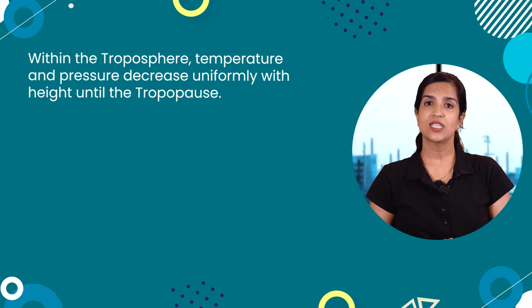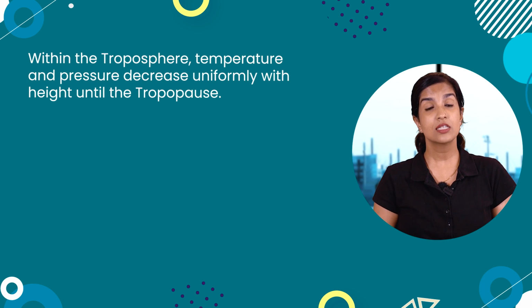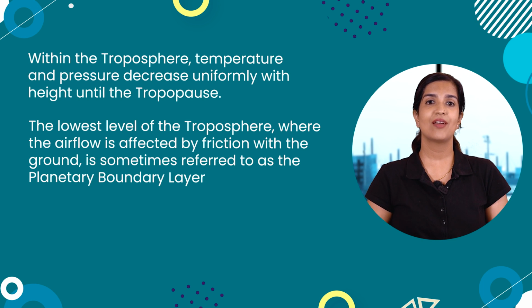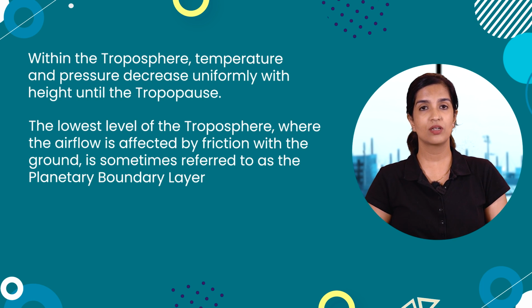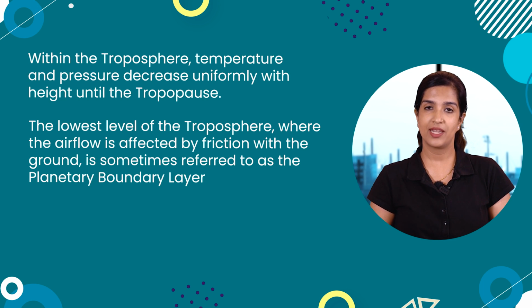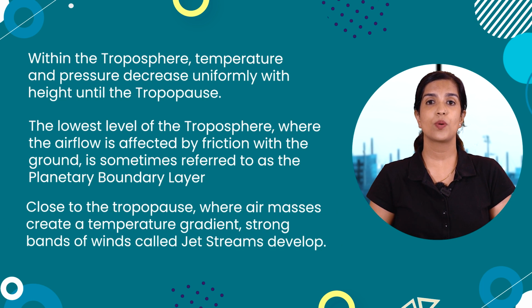Within the troposphere, temperature and pressure decrease uniformly with the gain in height until the tropopause. The lowest level of the troposphere, where the airflow is affected by friction with the ground, is sometimes referred to as the planetary boundary layer. Close to the tropopause, where air masses create a temperature gradient, strong bands of winds called jet streams are developed.